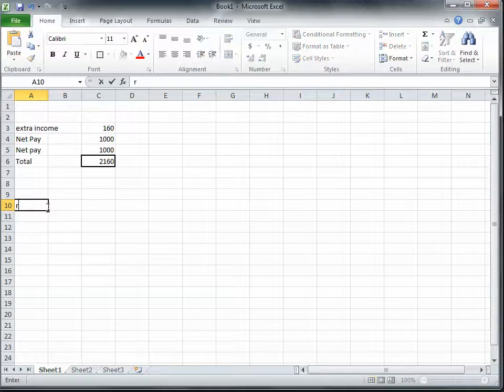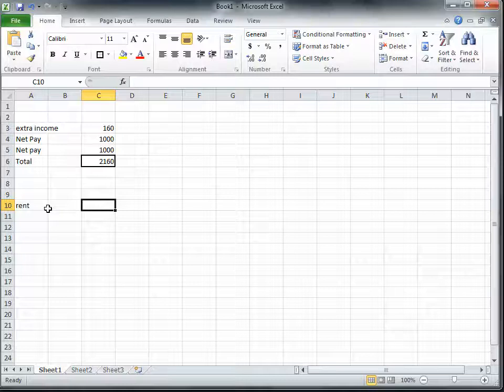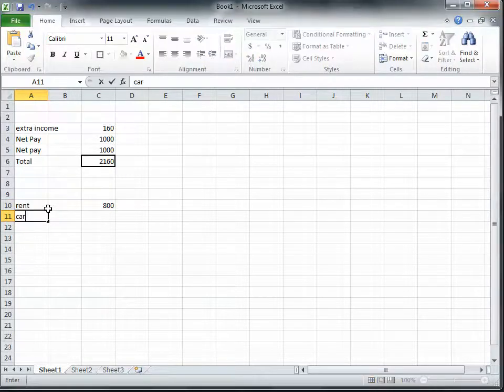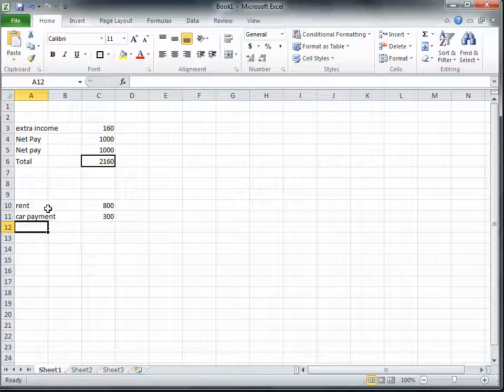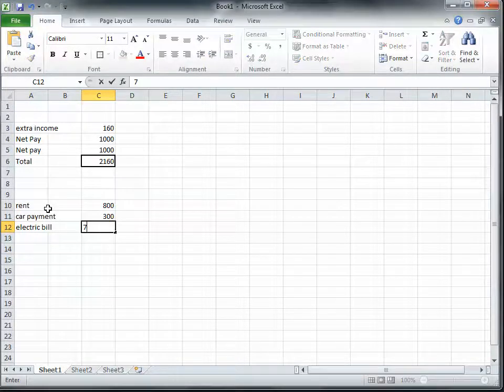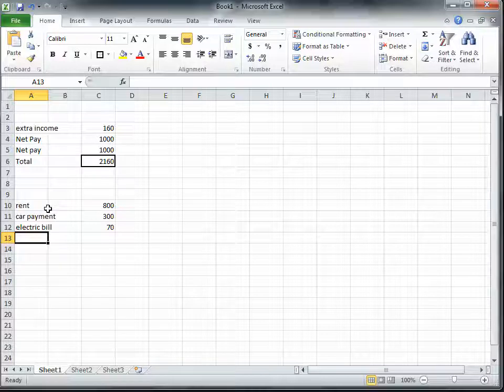A lot of us have things like rent, and I'm just going to make stuff up here, just to give an idea. Let's say rent for the month is $800. Yours could be more, yours could be less. Let's say I have a car payment, say $300. And let's say I have utilities, let's say an electric bill, that runs right around $70. I keep my expenses pretty lean, so bear with me as I think of ideas here.